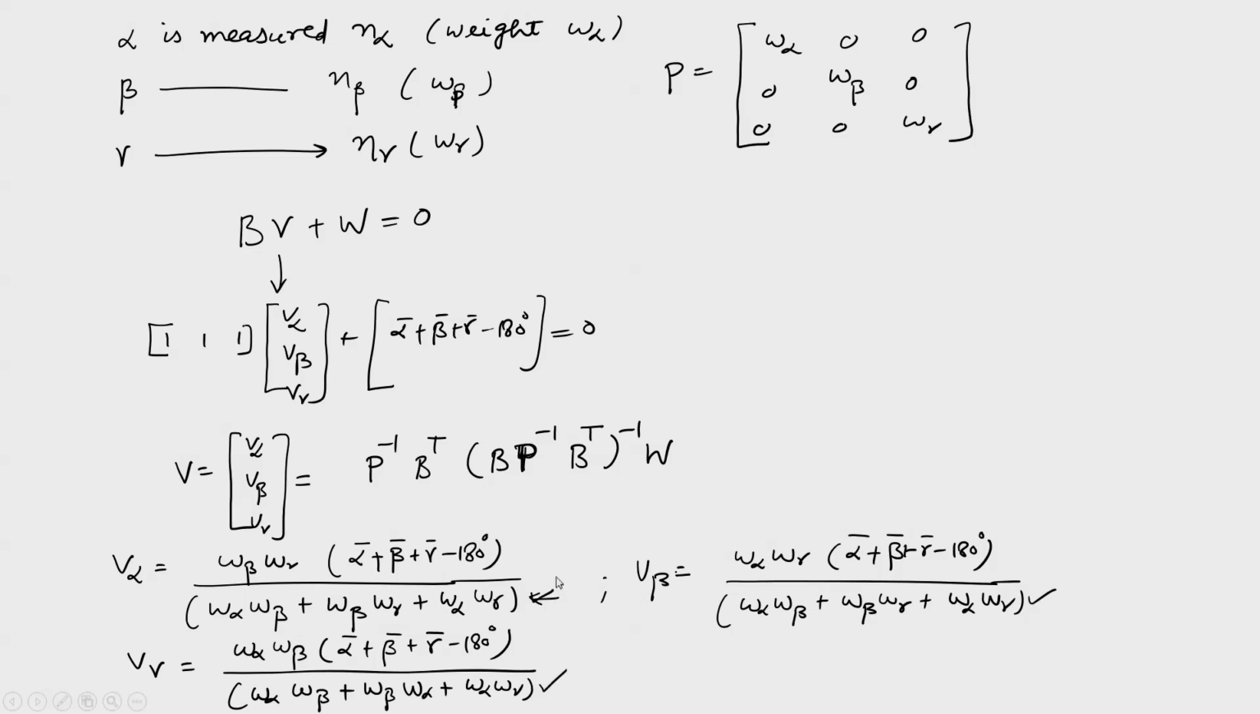Assume that beta and gamma are measured with higher confidence, so they have higher weights. It means that alpha is measured with lower weight, or alpha has more errors because you have low confidence in that. It is reflected here. Why? Because the V alpha, which is error in the angle alpha, is proportional to W beta and W gamma. That means if beta and gamma are measured with higher confidence, they will have higher weights. Automatically, this will contribute more error to this alpha angle.